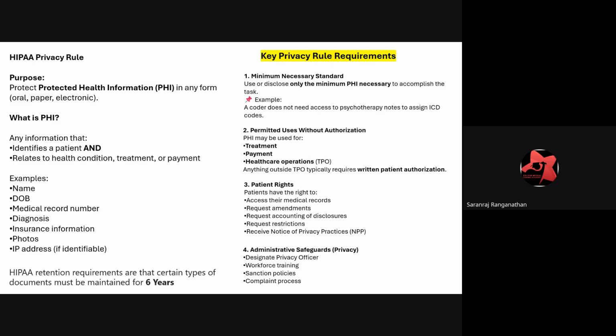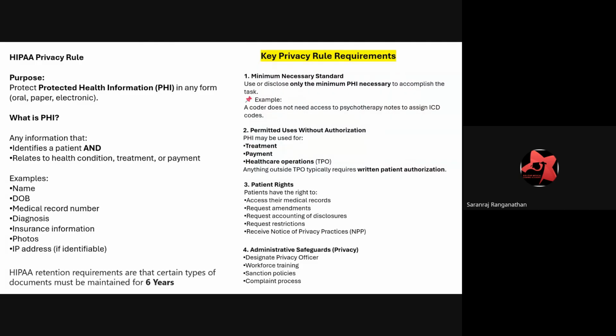Then administrative safeguards, as I told, we need to have workforce training, a sanction policy, a complaint process, and a designated privacy officer. So we need to make sure our data is maintained by somebody in a safe manner so that nobody can breach it and nobody can misuse it. Okay, this is the overall picture for the privacy rule. So we should be very careful in maintaining the PHI. We should know what access is there, what access should not be provided, everything.